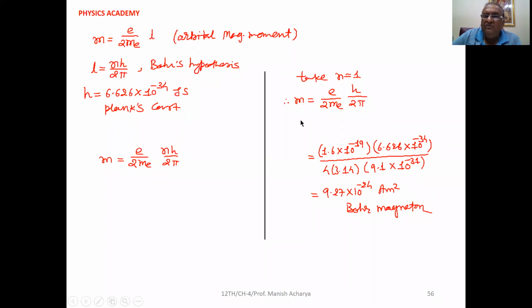So finally you will get the orbital magnetic moment, and that is for the ground state, because here n equals 1. And in chemistry you studied that this n is called the orbital quantum number. So your answer will come to 9.27 into 10 raised to minus 24 ampere meter square, and this is called the Bohr magneton. So the Bohr magneton is nothing but the orbital magnetic moment of the electron in the ground state. Clear to all of you?